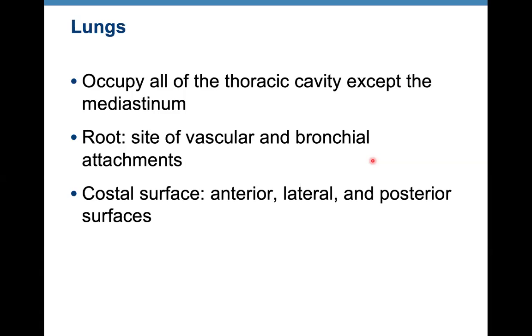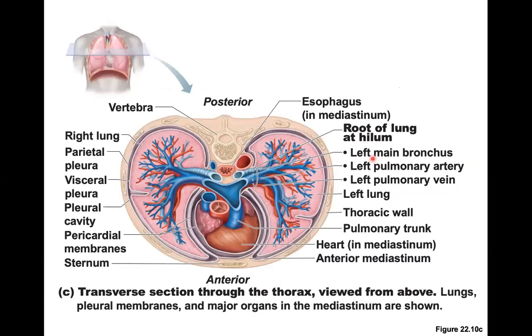Okay, the lungs. They occupy all of the thoracic cavity except the mediastinum. The root of the lung is a site of vascular and bronchial attachments. The costal surface is found on the anterior, lateral, and posterior surfaces. And it's called the costal surface because it's actually in contact with the ribs. And here you can sort of see a cross-section looking at the lungs there.